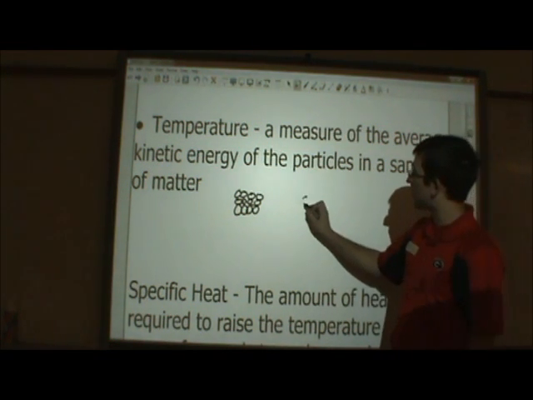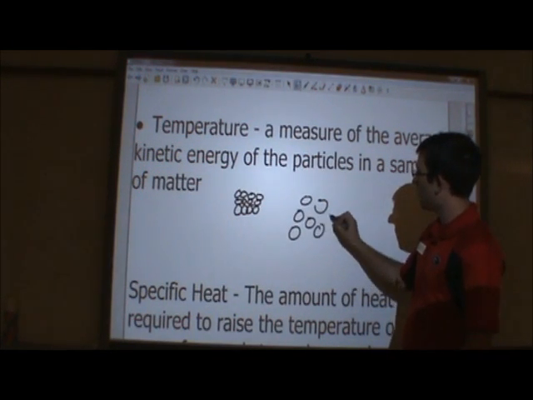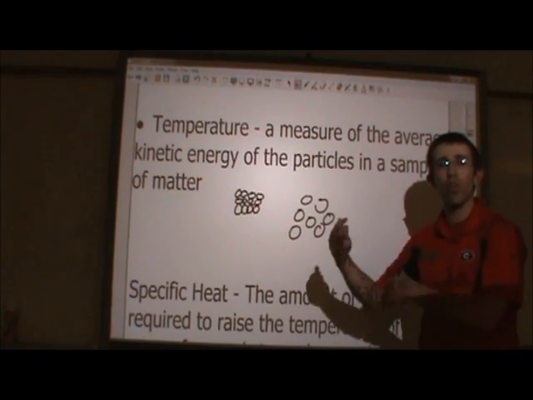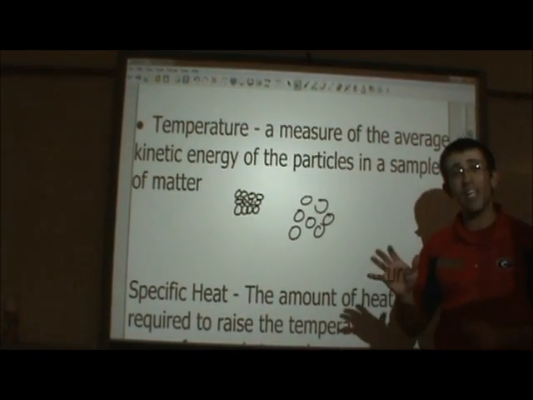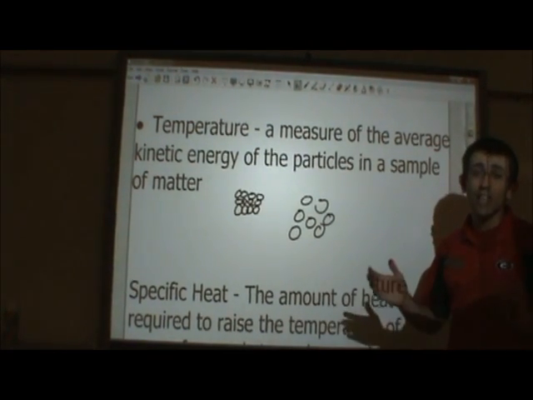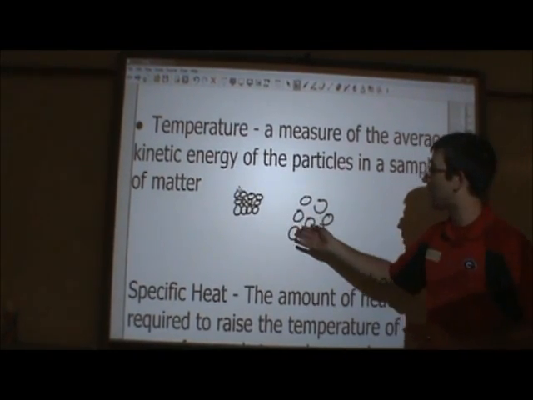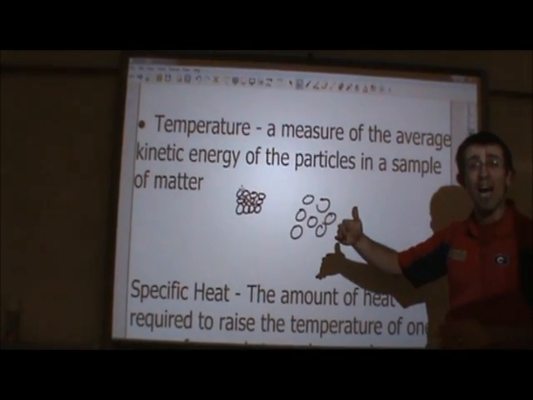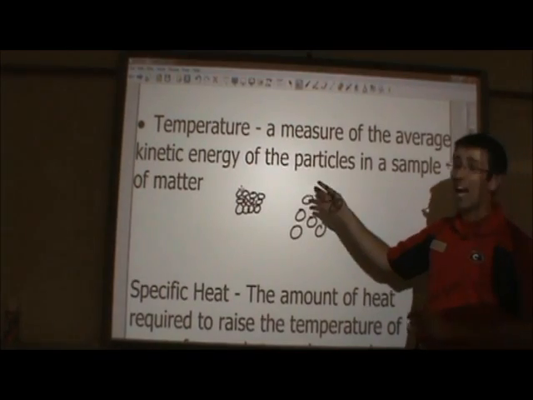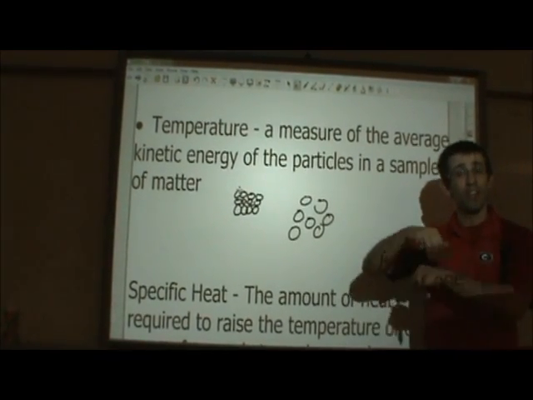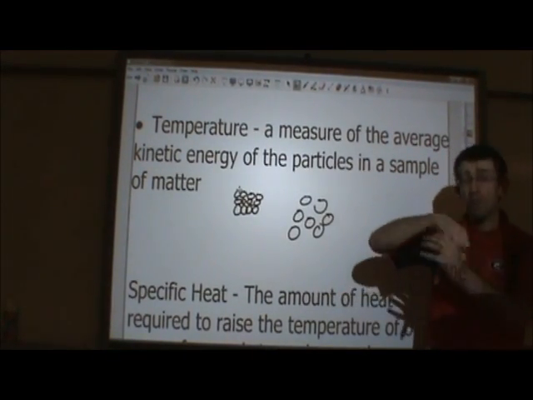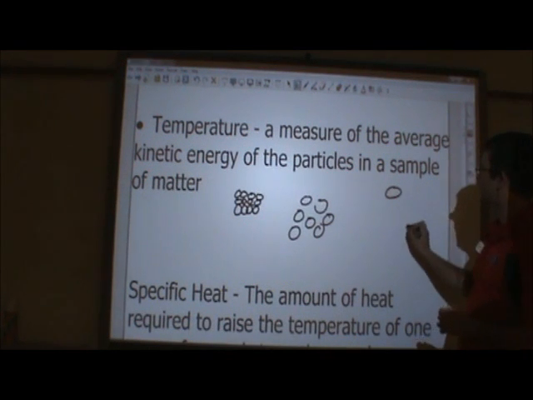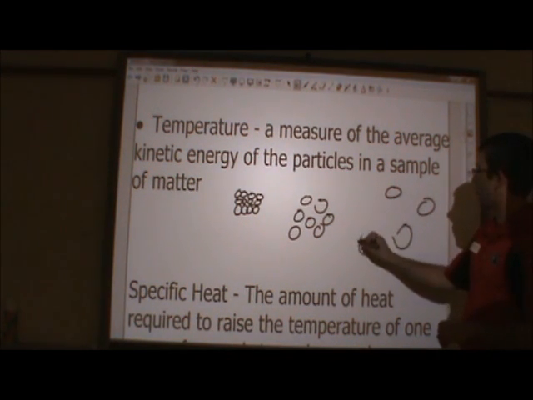Let's look at liquids. Liquids are a little more spread out. That's what makes them a liquid, right? And they're flowing over each other and moving. So their kinetic energy is a little higher. So what does that mean about its temperature? Well, compared to a solid, a liquid's temperature should be higher. Why? Because its average kinetic energy, or its movement, is higher.